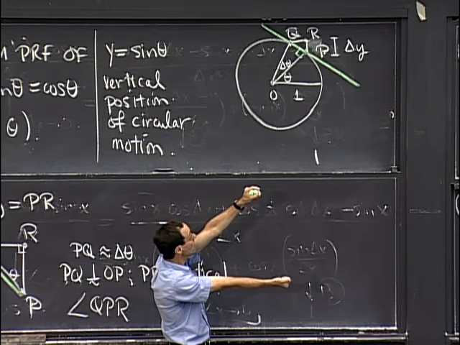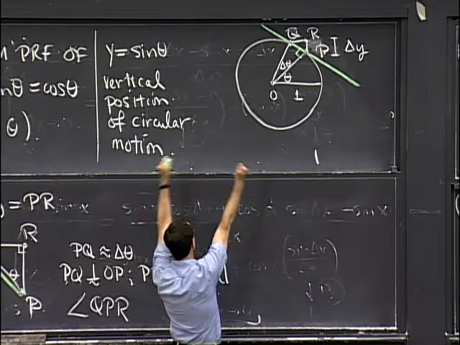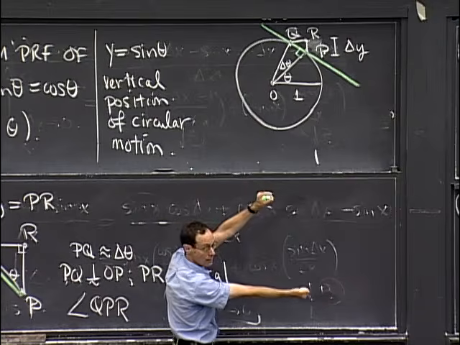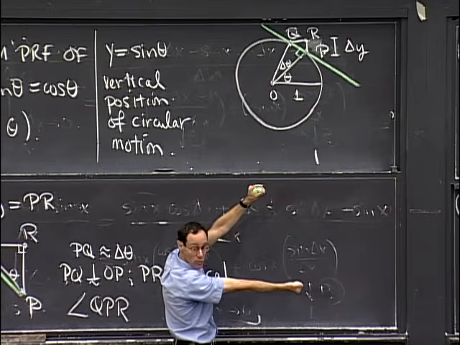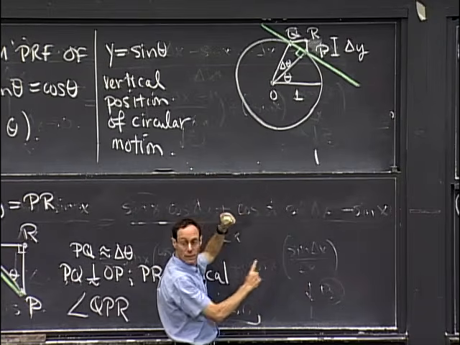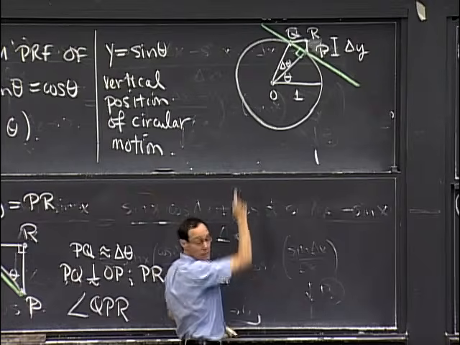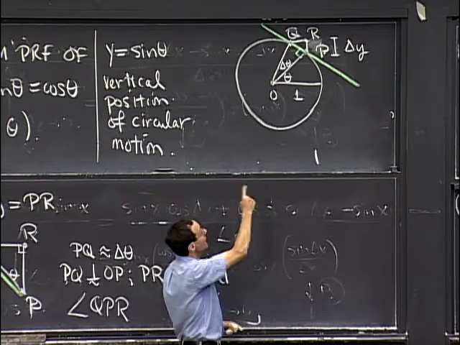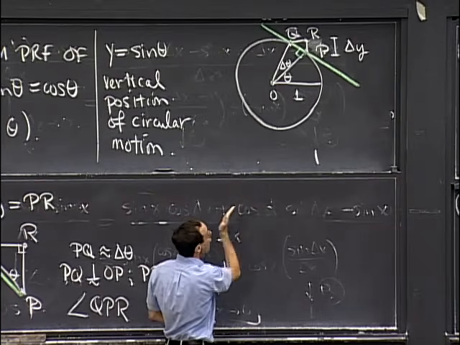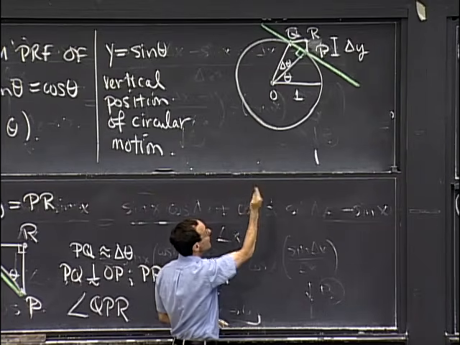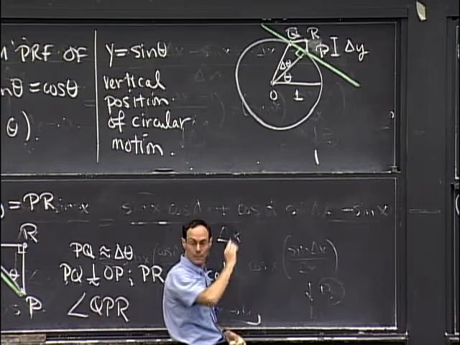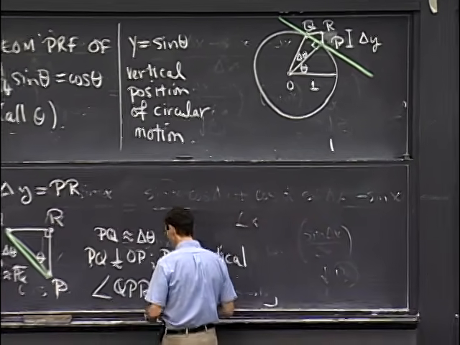And now what I claim is that if I rotate by 90 degrees up, like this, without changing anything, the horizontal will become a vertical. That's PR, that's going up, PR. And if I rotate OP 90 degrees, that's exactly PQ. Okay?